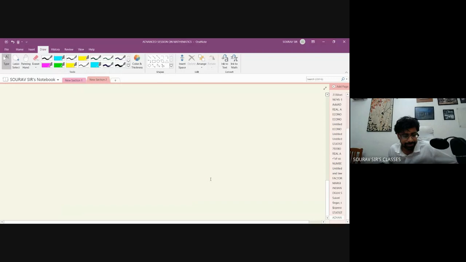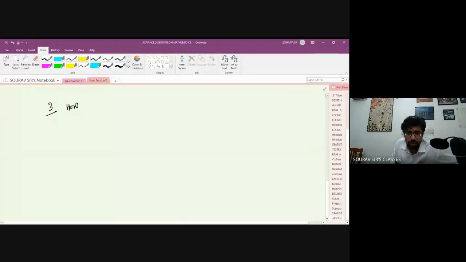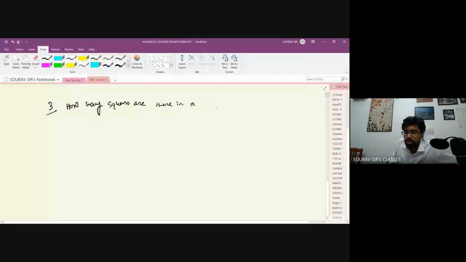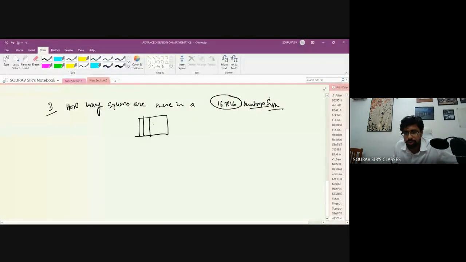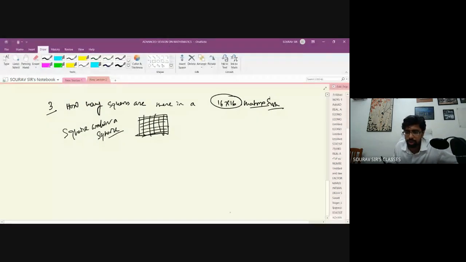Next. So how many squares are there in a 16 into 16 matrix system? So the formation is whenever you have a, so you are actually finding square within a square. So it's a square within a square.